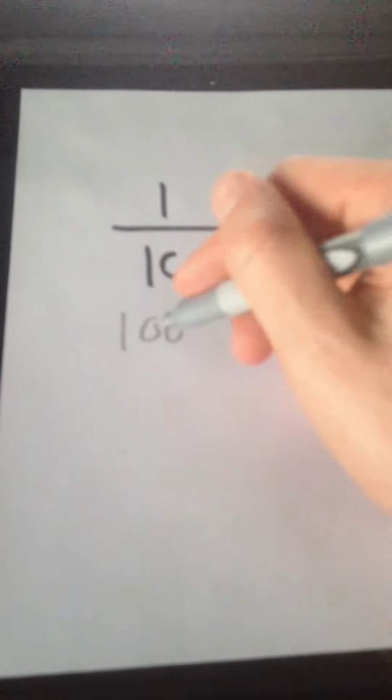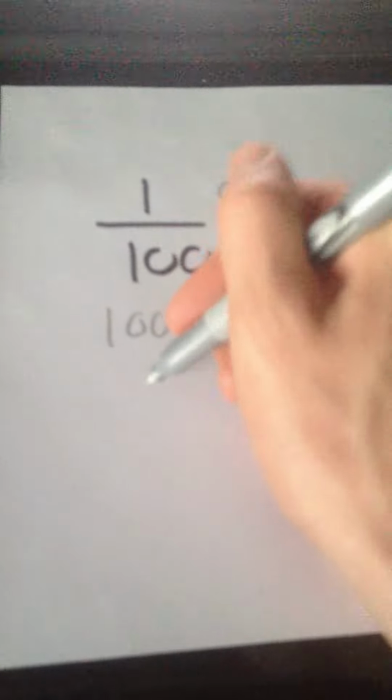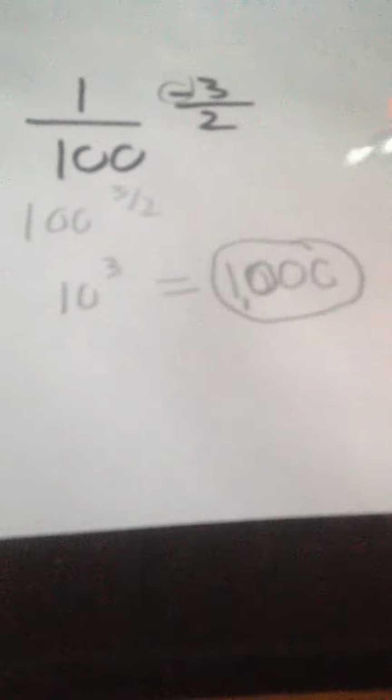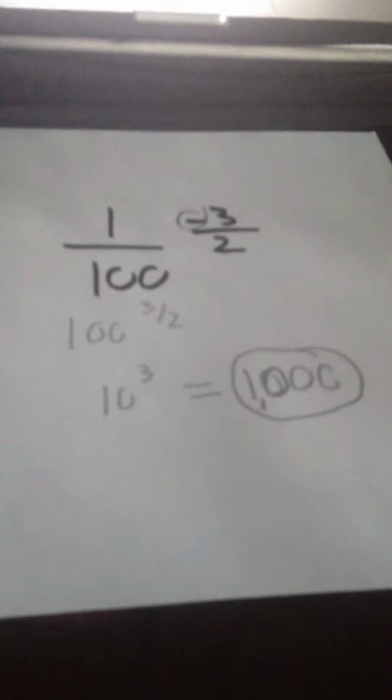Now we have to take the square root of 100. So it's 10 to the third now. And now we just simplify again. So this comes out being 1,000. Sorry for my sloppy handwriting. There's the second problem.